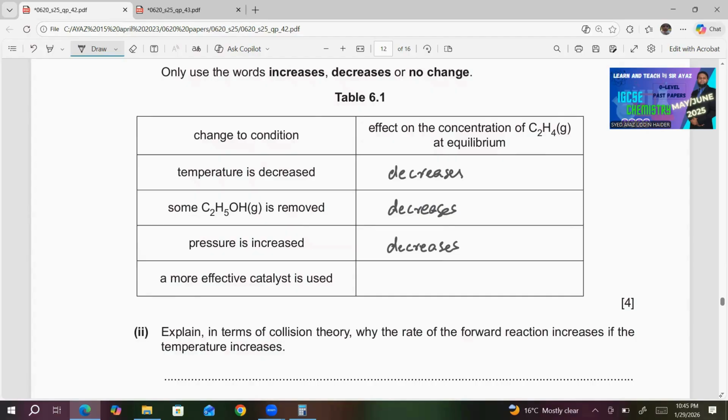A more effective catalyst is used. Catalyst only increases the rate of reaction. It has no effect on the concentration of either reactant or product at equilibrium. So you write no change.